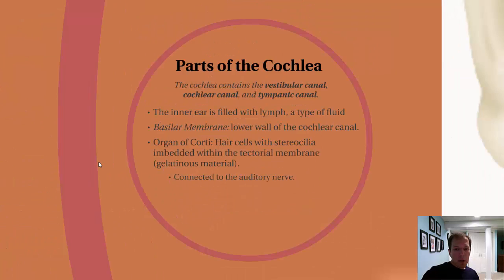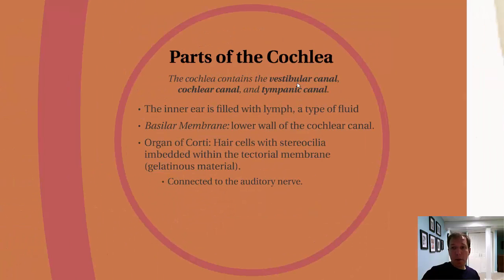So parts of the cochlea, you have the vestibular canal, which is the first part to which the oval window is attached. You have the cochlear canal, and then the tympanic canal. The inner ear, first of all, unlike the middle ear which was filled with just air, is going to be filled with lymph. And so there's a few kinds of lymph, and those are all fluids.